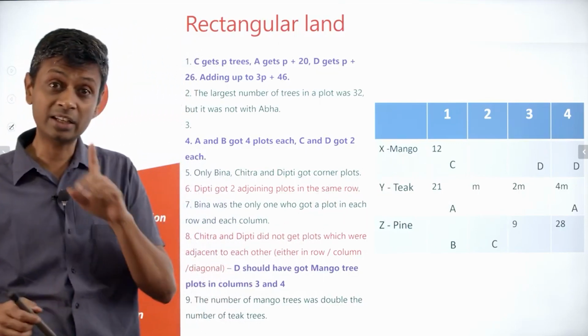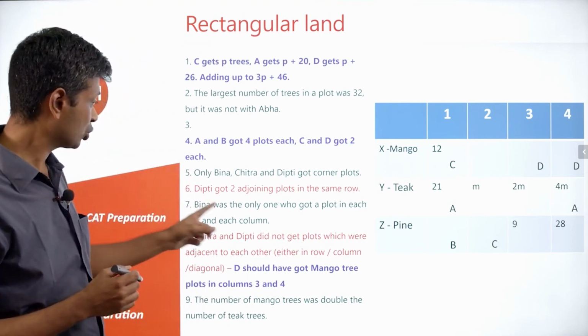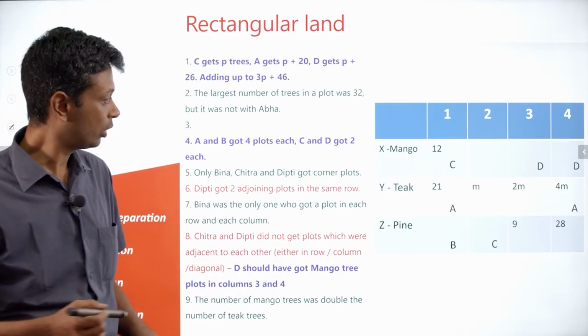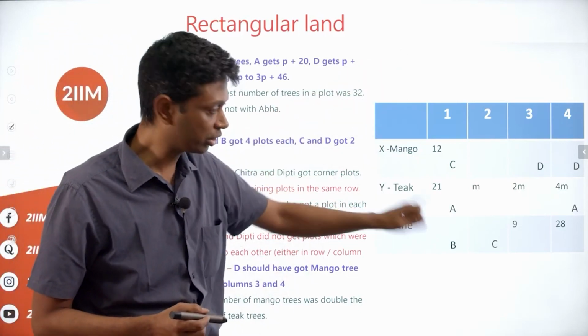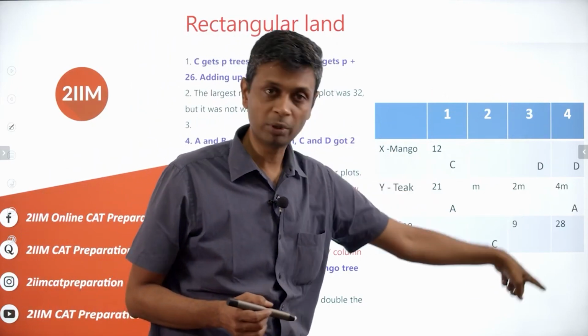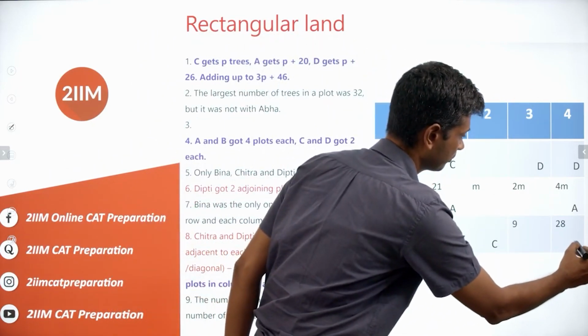Now let's come back to that other constraint with Bina. There's a beautiful constraint here which says Bina was the only one who got a plot in each row and each column. So in this column, there's a plot here. Here there should be 1. Here there should be 1. Here there should be 1. There should be 1 here. What does that tell us? This has to be Bina.